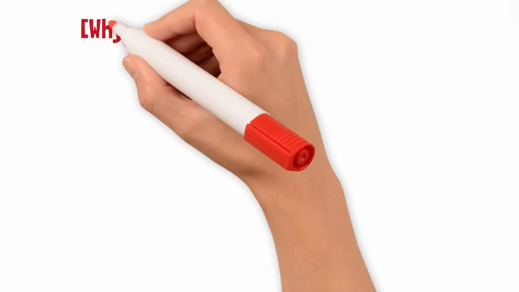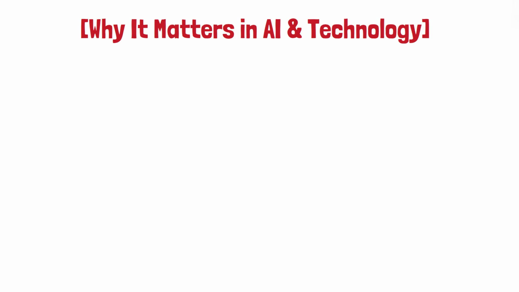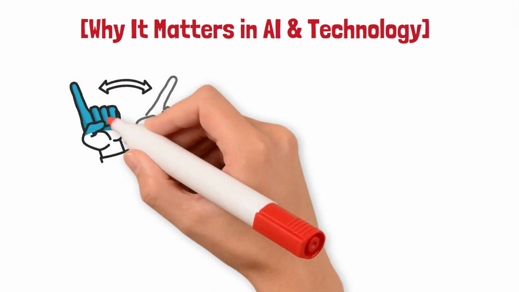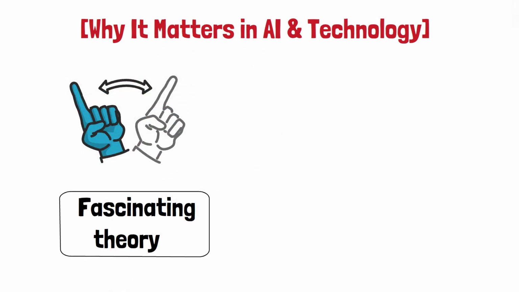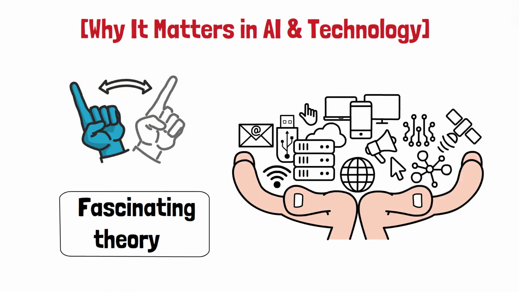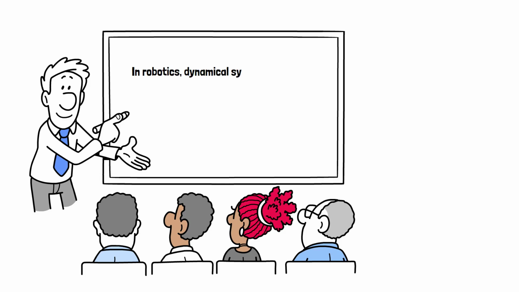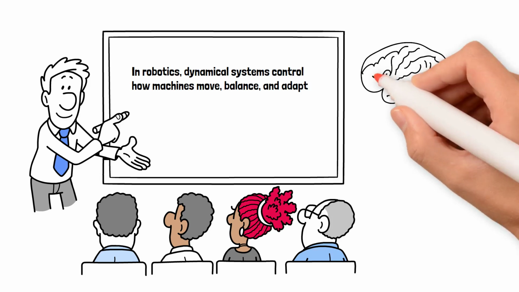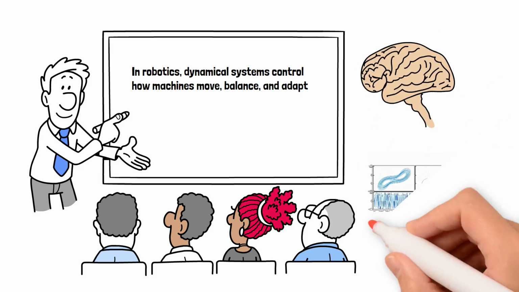Why it matters in AI and technology. Dynamical systems and chaos aren't just fascinating theory, they're vital for modern technology. In robotics, dynamical systems control how machines move, balance, and adapt. In neuroscience, the brain can be studied as a nonlinear dynamical system.